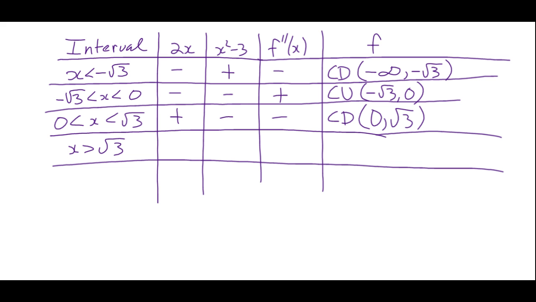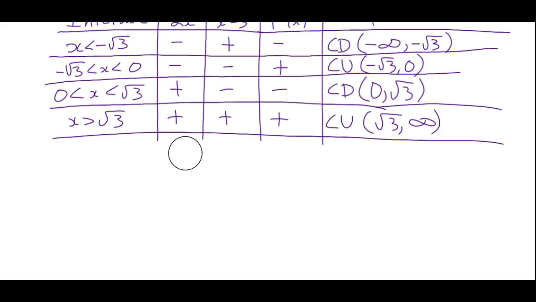And greater than root 3, that's positive, that's positive, and we're concave up on the interval root 3 to infinity. Now, since there are changes in concavity, what happens when the concavity changes? We have a point of inflection, right? What's the second derivative at that point? 0. So when the second derivative is 0, you've got points of inflection, and there may be a change in concavity.